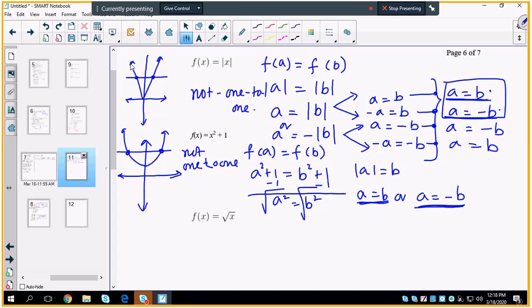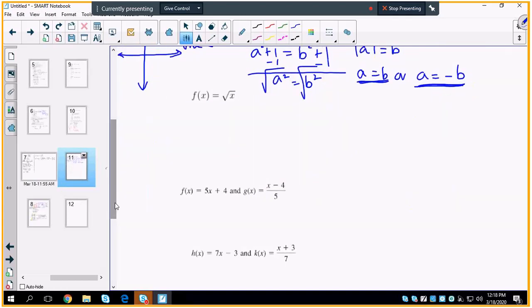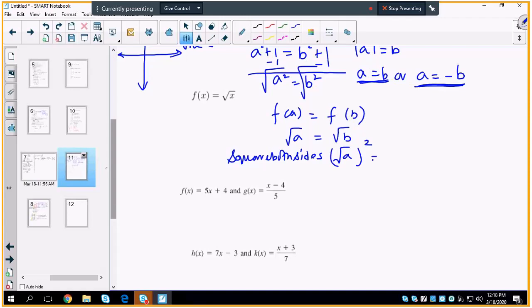The final one is f(x) equal to square root of x. And I'm going to do my same testing. I will start by saying f(a) equal to f(b). So square root of a is equal to square root of b. To go to a or to b, I will square both sides. And if you square both sides, you get square root of a to the power 2 equal to square root of b to the power 2, which will imply a is equal to b.